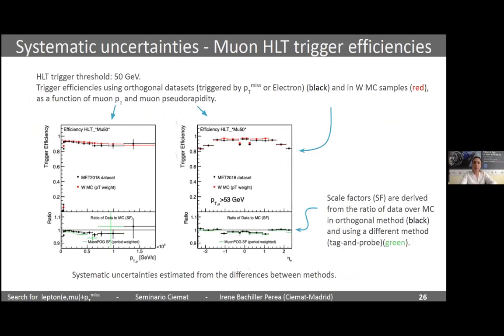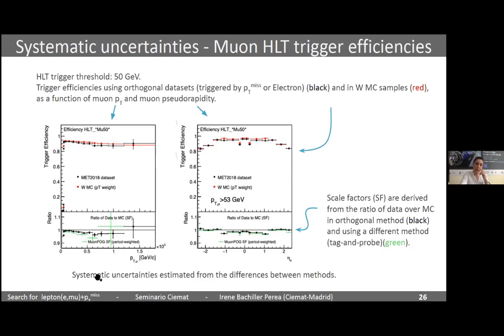The last thing about the systematic uncertainties, the ones related to the trigger efficiency. The trigger efficiencies are calculated here using orthogonal data sets. These orthogonal data sets are triggered either by missing PT or by electrons, and are shown here in black for Monte Carlo in W simulation, and in red for data.